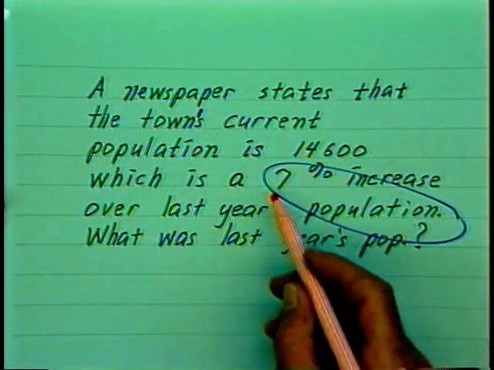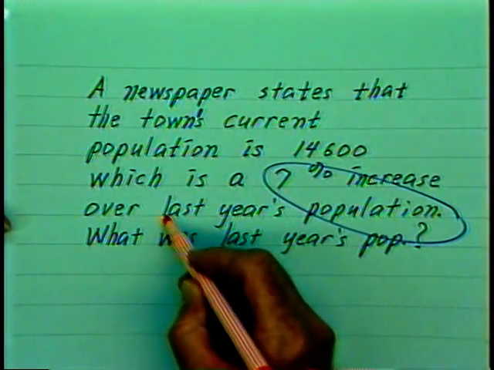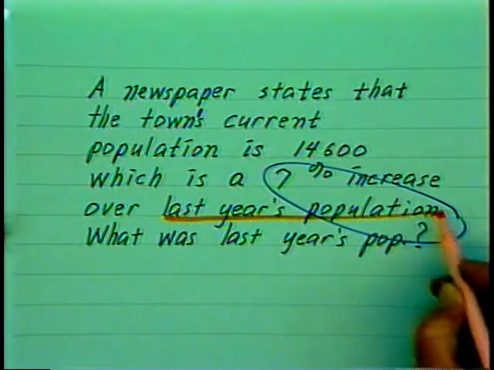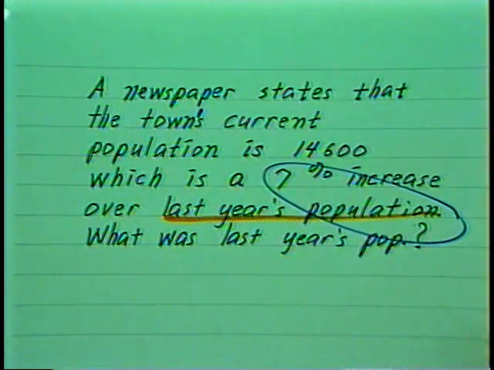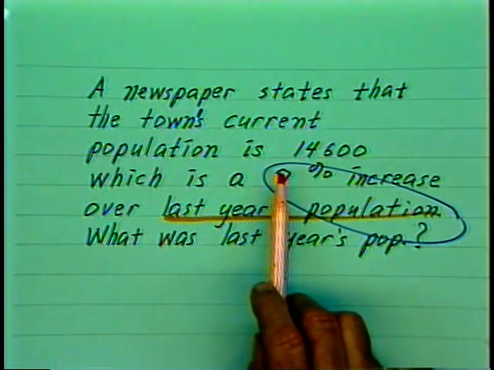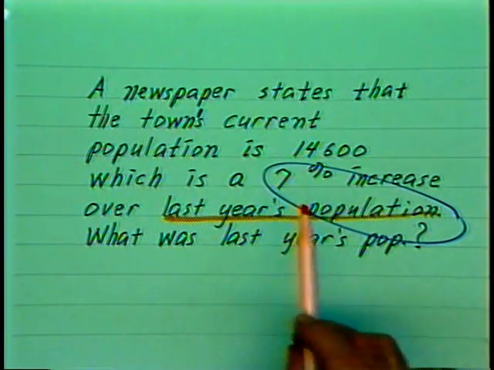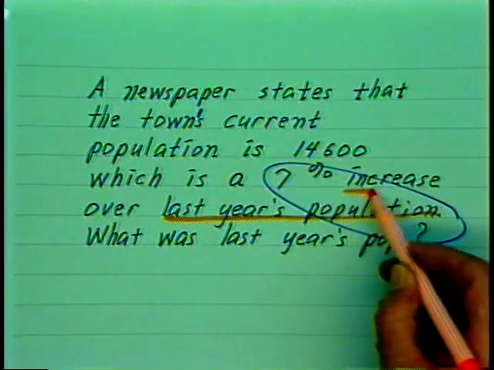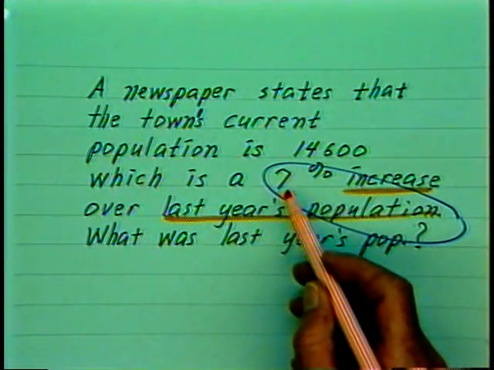So since our difficulty is here, it's best that we stop here and realize that nowhere does it say that I want to take 7% of this. This says, in fact, I want to increase it by 7%.